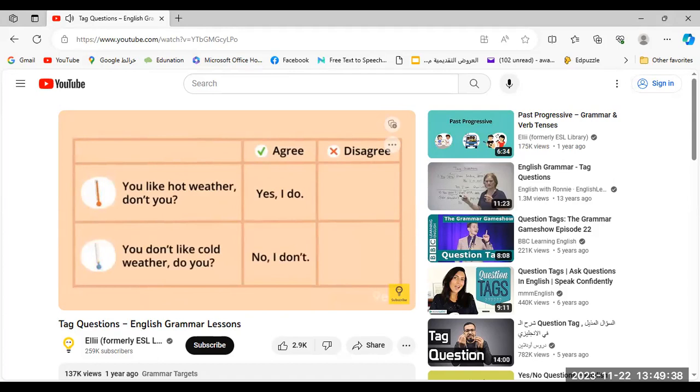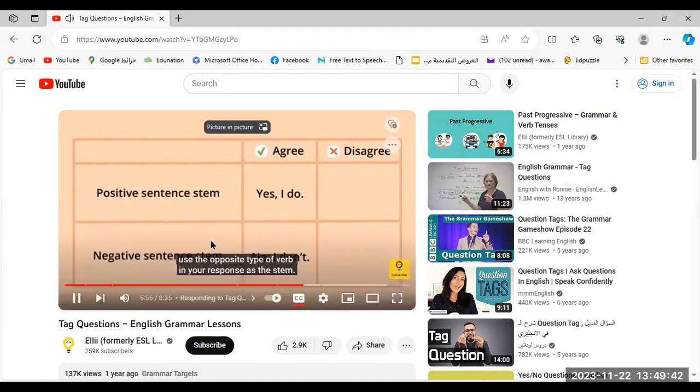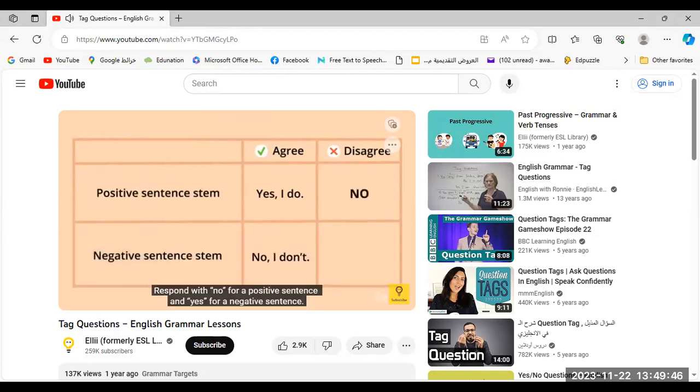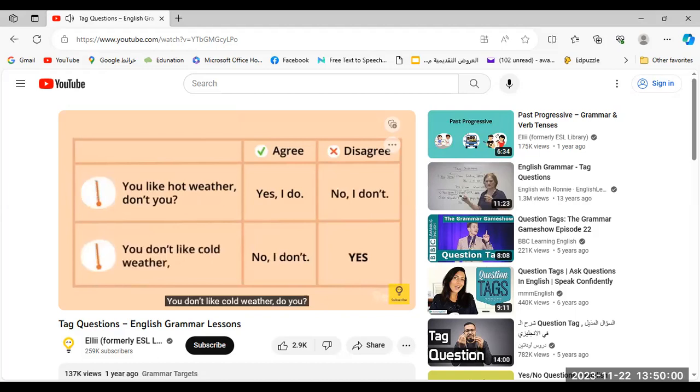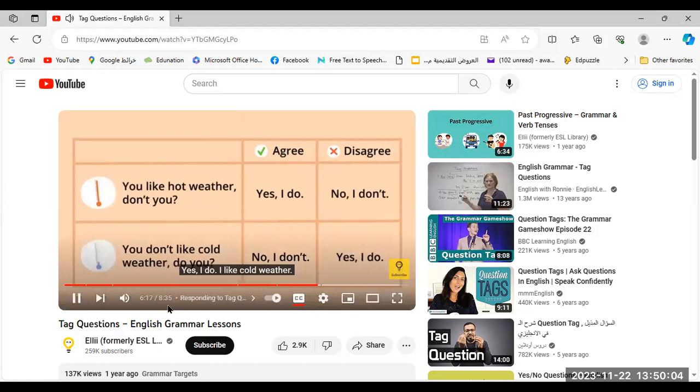If you disagree with the sentence stem, use the opposite type of verb in your response as the stem. Respond with no for a positive sentence and yes for a negative sentence. For example, "You like hot weather, don't you?" "No, I don't. I don't like hot weather." "You don't like cold weather, do you?" "Yes, I do. I like cold weather."